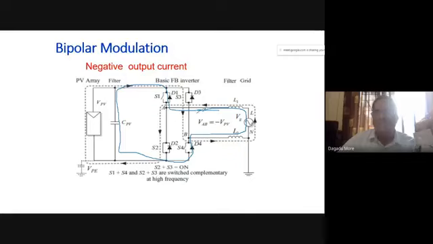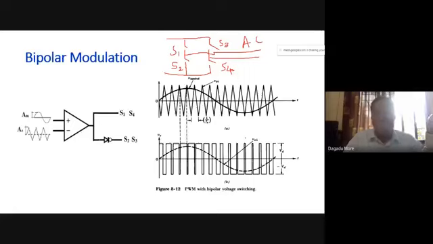Okay, we are talking about the negative half cycle. The switches are operating at high frequency, and again the exchange of power takes place. So we have shown the normal operation and freewheeling operation during negative output current and positive output current.